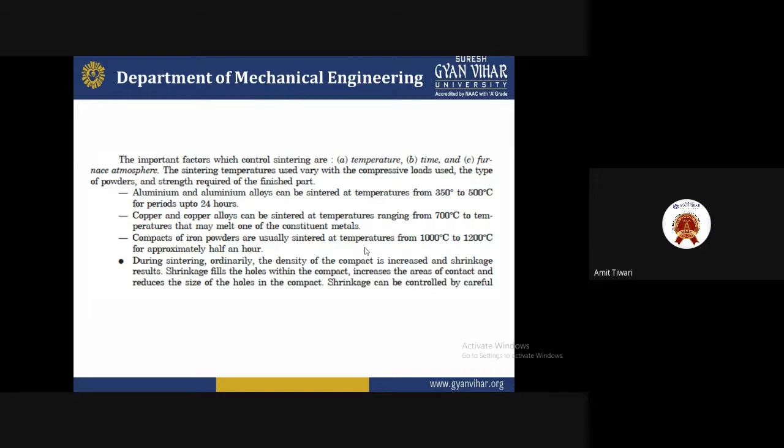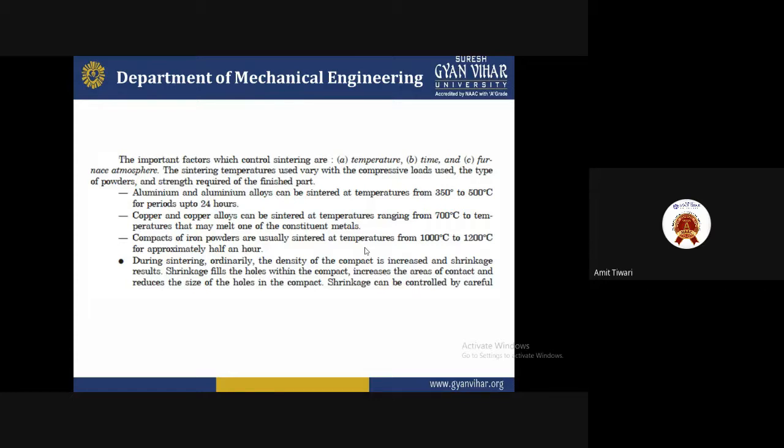These are the important factors controlled by sintering, that is, the temperature, time, and furnace atmosphere. The sintering temperature required varies with the compressing load that is used, the type of the powder, and the strength required for the finished part.